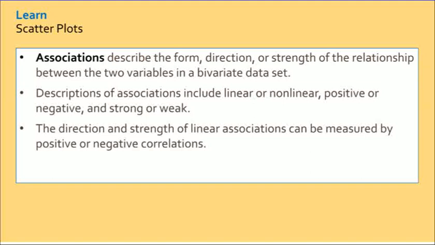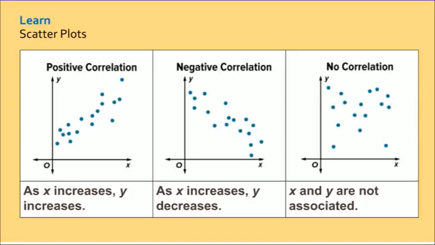The descriptions of associations include linear, nonlinear, positive or negative, and strong or weak. The direction and the strength of a linear association can be measured by the positive or negative correlation. So this closely resembles slope. For a positive correlation, you see a pattern of the points going up from left to right. So as x increases, your y increases. And they're also clustered closer together.